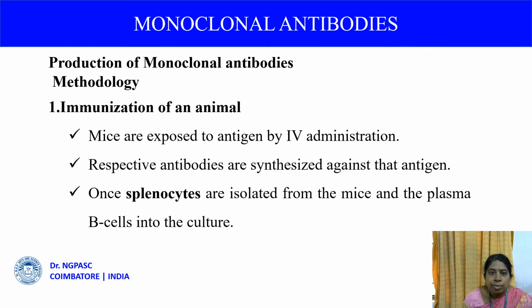Next, moving on to the production of monoclonal antibodies and the steps involved in it. First is the immunization of an animal. Mice are exposed to the particular antigen for which the monoclonal antibodies are to be produced, by intravenous administration. Respective antibodies are synthesized against that antigen, and the spleen is dissected and splenocytes are isolated from the mice, and plasma B cells are cultured.